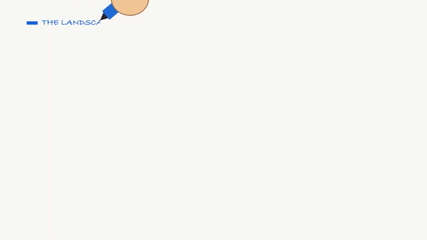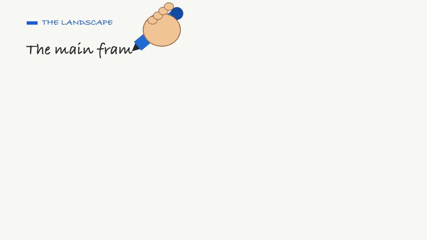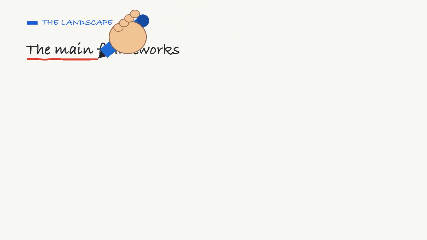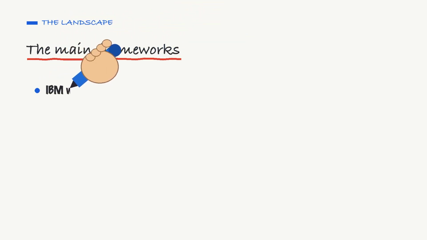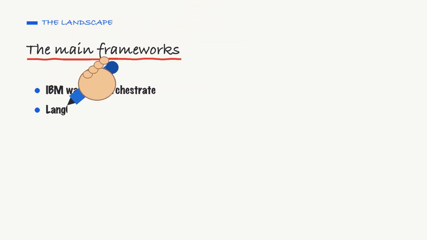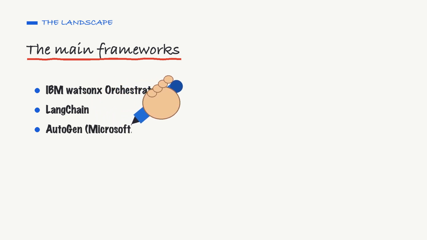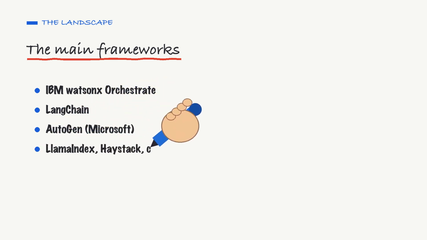Now the players. Several well-known orchestration frameworks each bring their own strengths. IBM watsonx Orchestrate, LangChain, Microsoft's AutoGen, LlamaIndex, Haystack, and crewAI. Let's see what each one is good at.